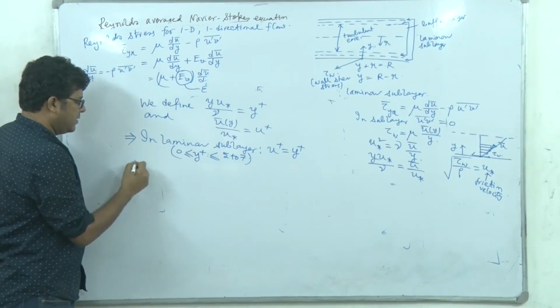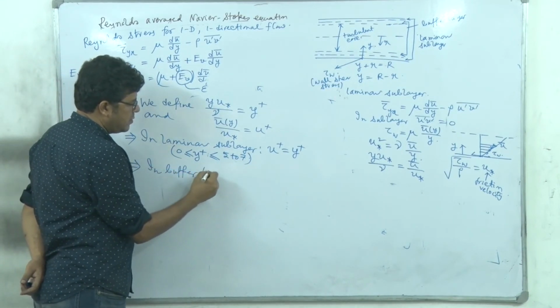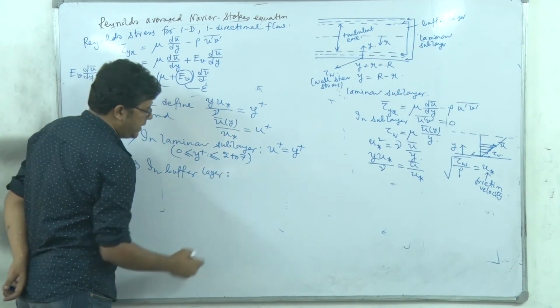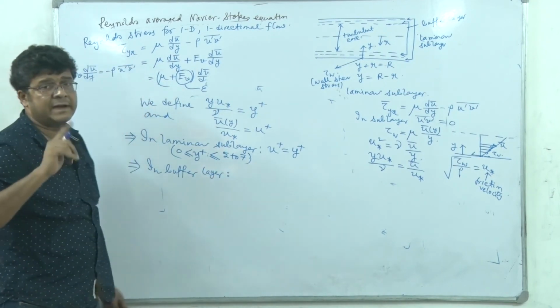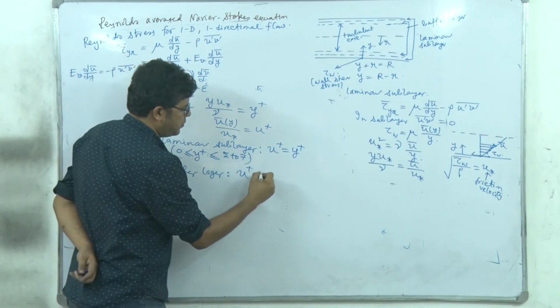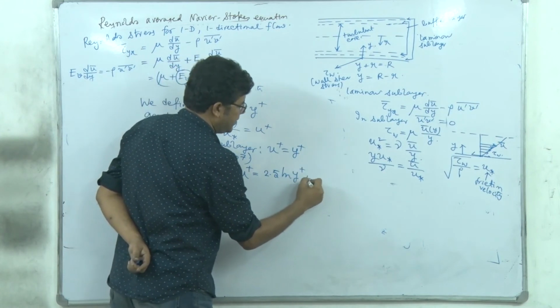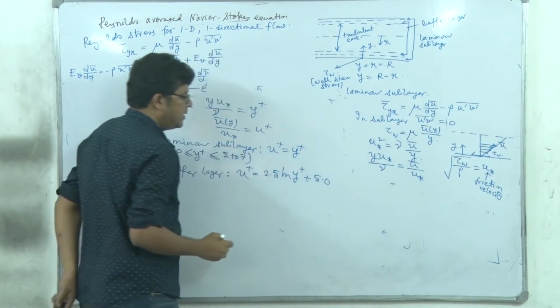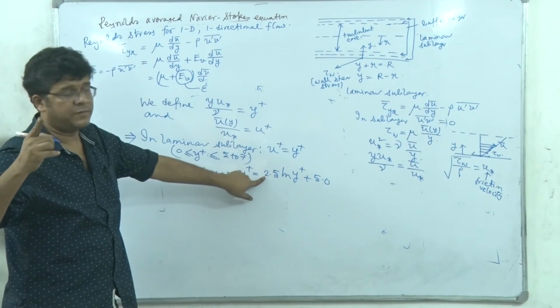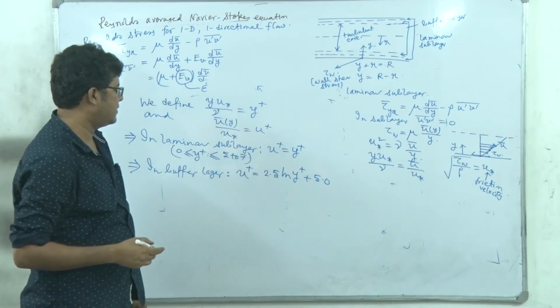In the buffer layer, we are not going to prove it, but it can be proved. And in the handout, note that we'll be correcting it. U plus will be 2.5 ln of y plus plus 5, right? In the handout it is written 205, so correct it. So it is 2.5 ln of y plus plus 5.